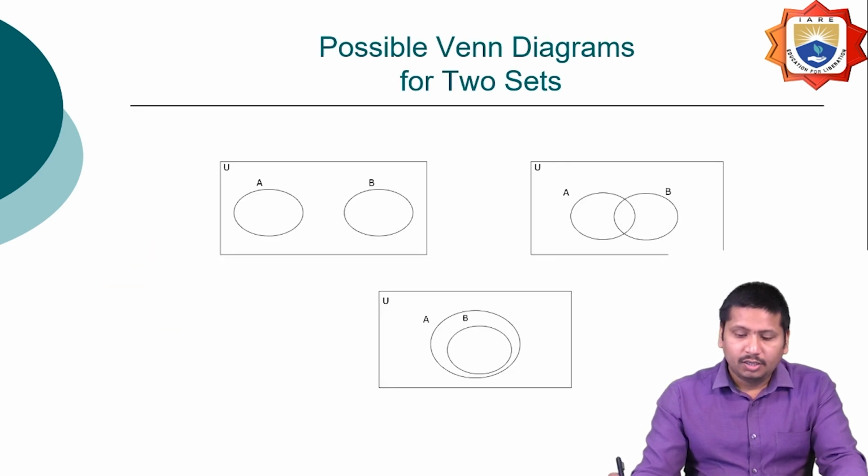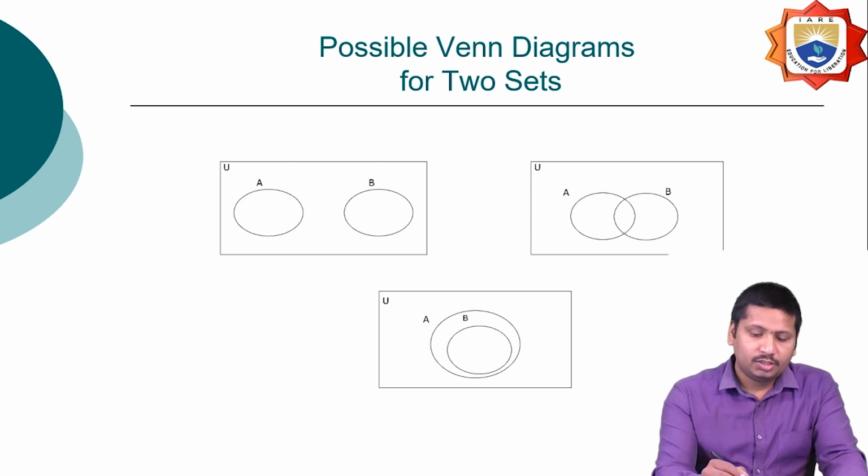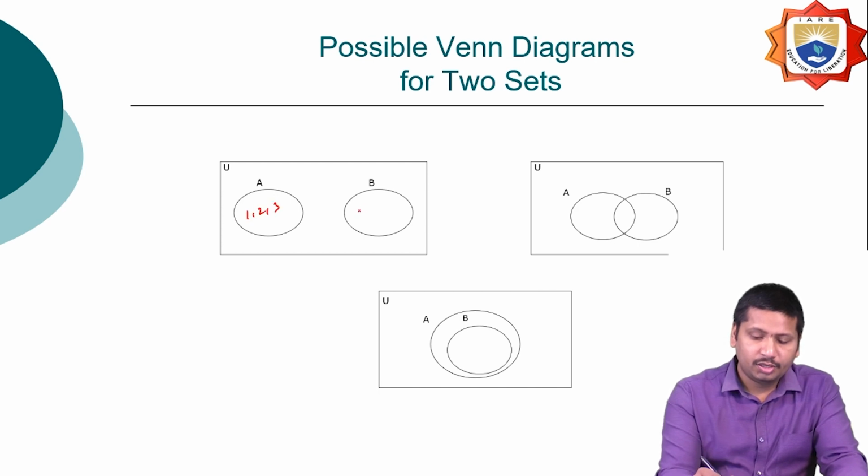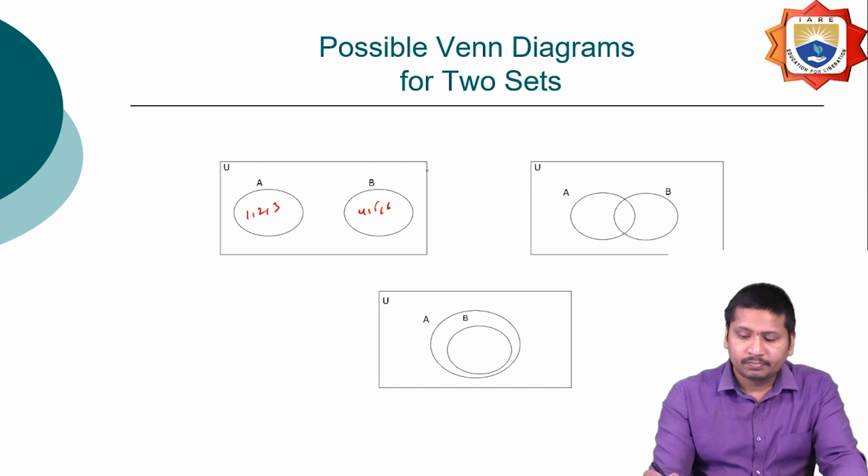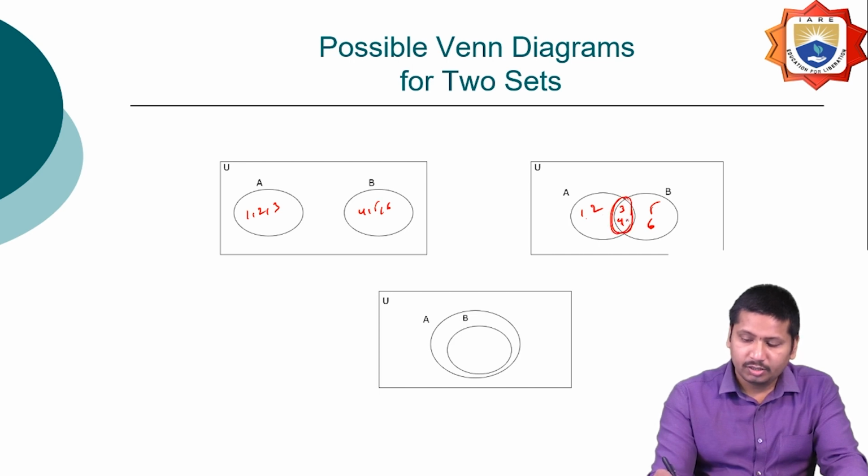Suppose a Venn diagram of two sets. This universal set is entirely different. This set contains 1, 2, 3, 4, 5, 6. Both belong to the universal set. If I consider this, what would it be? 1, 2, 3, 4, 5. That means set A contains elements 1, 2, 3, 4, and set B contains 3, 4, 5, 6. So this should be the intersection part. That means these elements are present in both set A and set B.